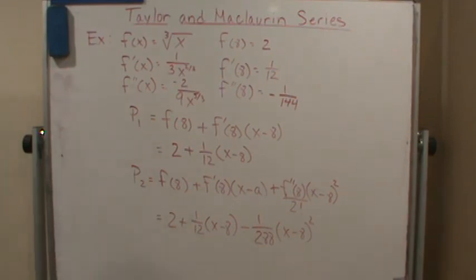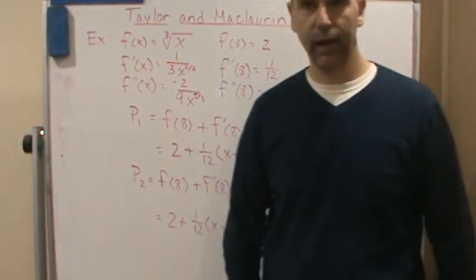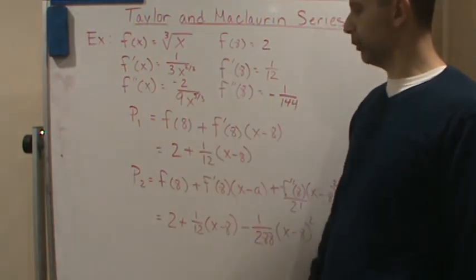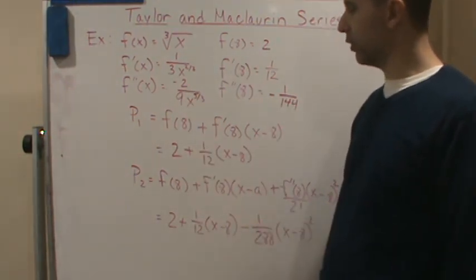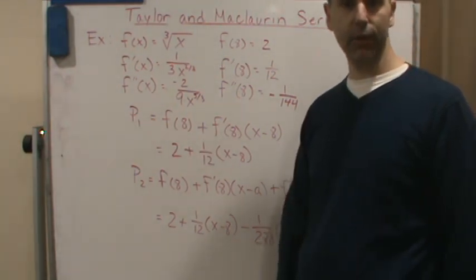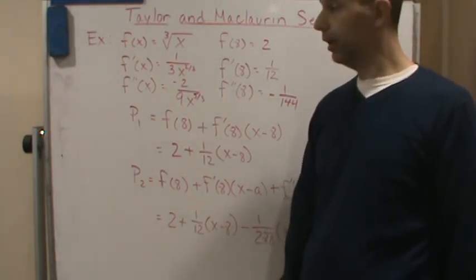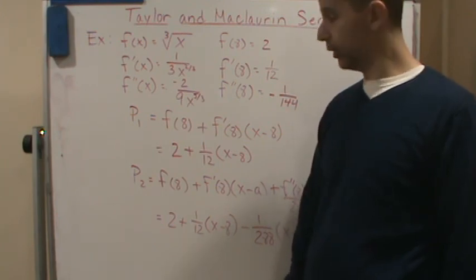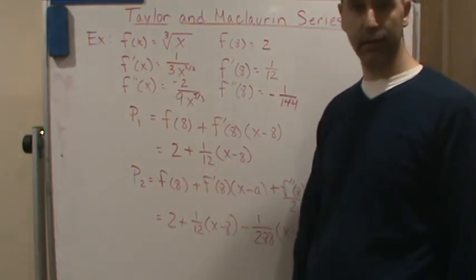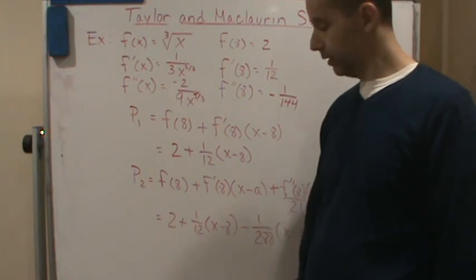Now you can graph these to see what it looks like. And I'm going to stop there, and I'm going to come back, and we're going to use this in the next video to estimate a particular number, the cube root of 11. We're going to use these two Taylor polynomials to estimate what that is. So see you then.